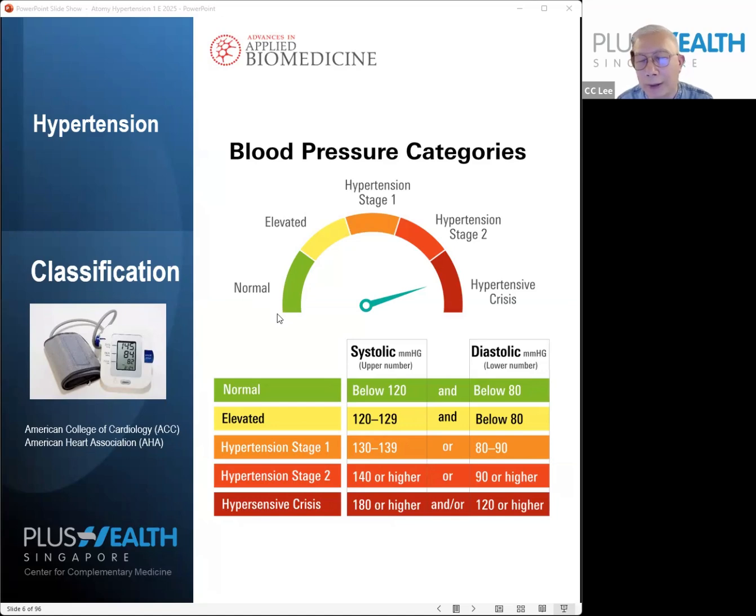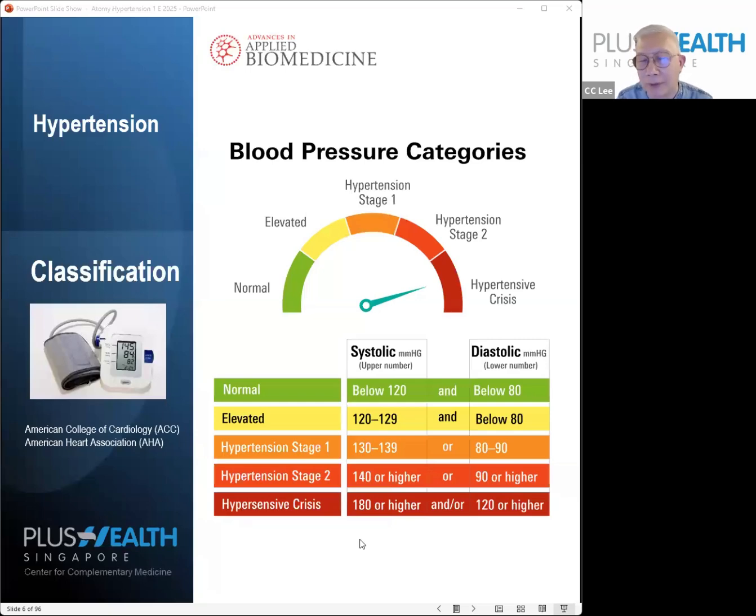Remember what we mentioned earlier, the definition of hypertension is above 140 and 90. In our current context, if you look at this table, that is already hypertension stage 2. This is a stage where clinical intervention is mandatory. Whereas when you are in elevated or hypertension stage 1, you might not require mandatory intervention. Of course, if your blood pressure is above 180 systolic and above 120 diastolic, then you are suffering from what we call a hypertensive crisis.